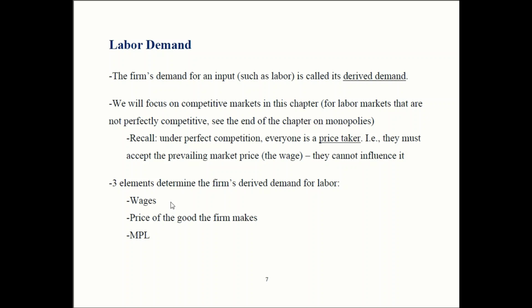Another important thing that determines the firm's derived demand is going to be the marginal product of labor. So the productivity of the last worker or any additional workers is going to influence how many workers the firm is going to want to hire. So if your next few workers are going to be very, very productive, that gives the firm a bigger incentive to hire.